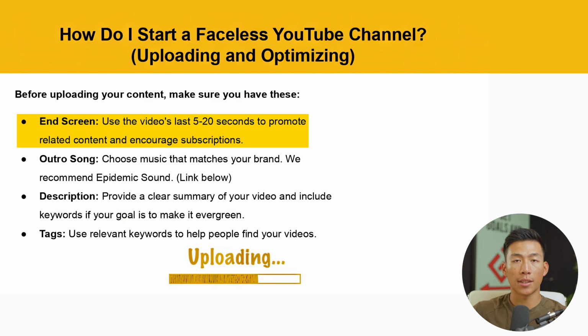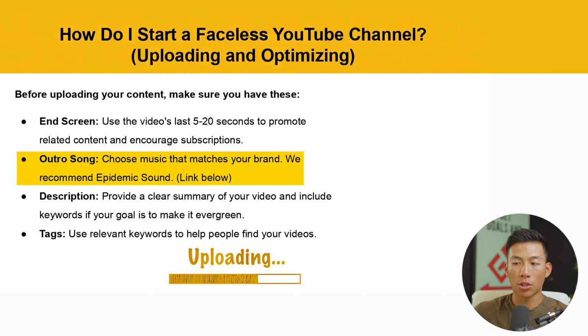You can easily just create this on Canva. And then you have the outro song. So you obviously want to choose music that matches your brand. We recommend using a platform called Epidemic Sound. This is the one that we use, and this is just going to go with your end screen, and obviously you can use it for the rest of your video as well.